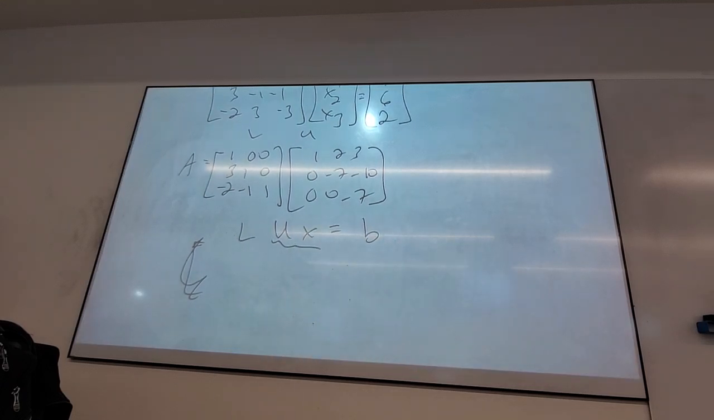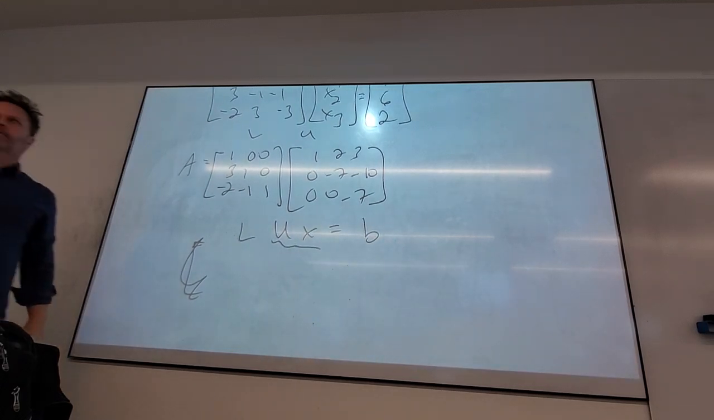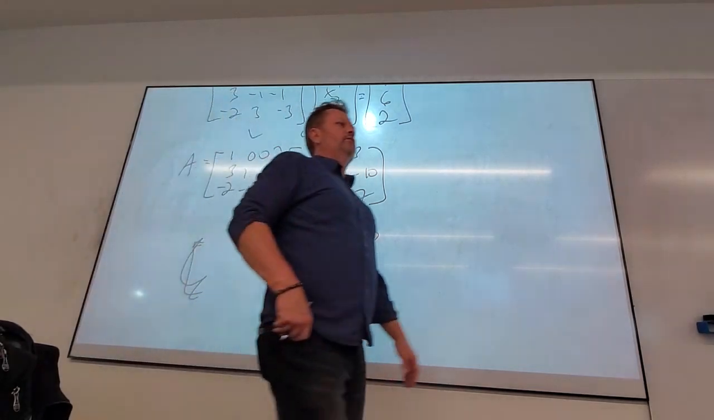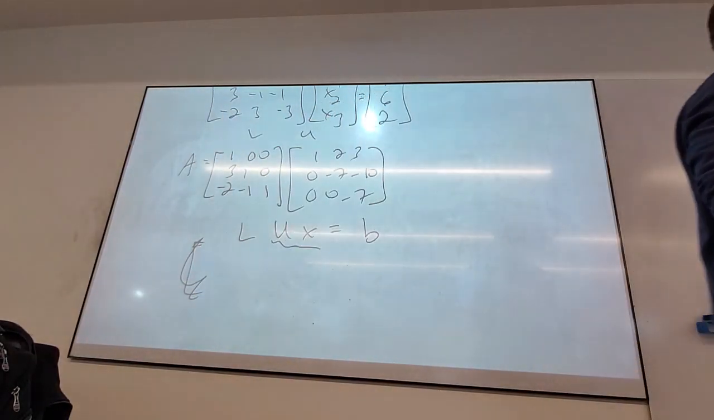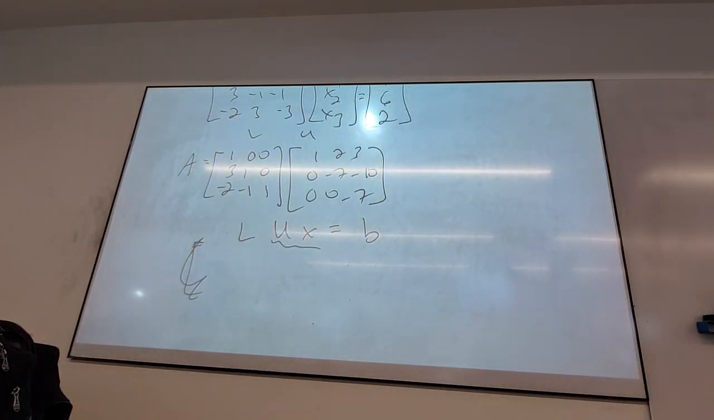What would U times X be? Tell me anything about U times X. It's a vector, kick ass. That's all I wanted. You guys agree? U times X would be a vector.